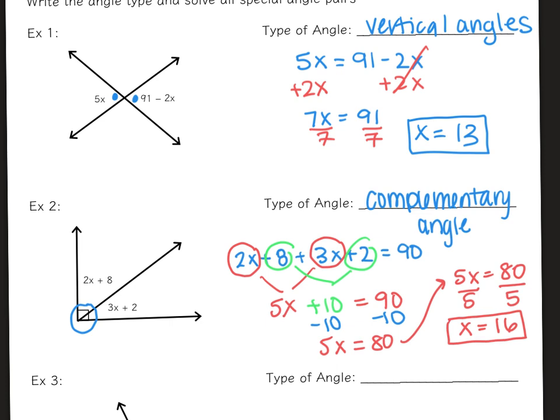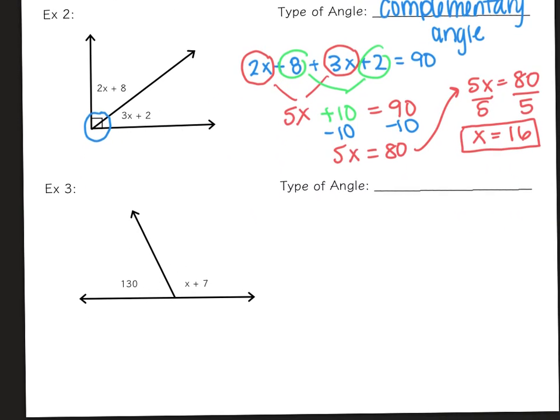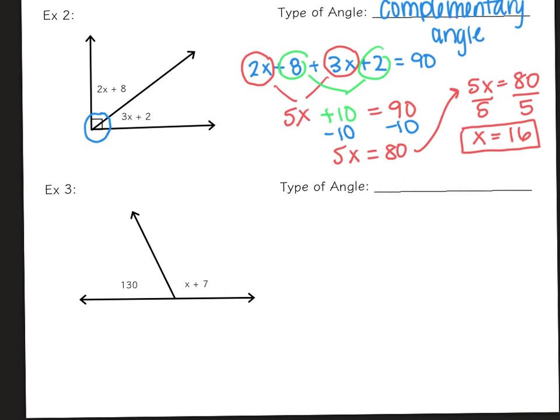And then for my last angle pair, we see we have a straight angle, two angles added together that equal 180 degrees. So these are going to be supplementary angles. So supplementary, again, they add up to 180. So I would take my first angle plus the second, and together they should equal 180 degrees.